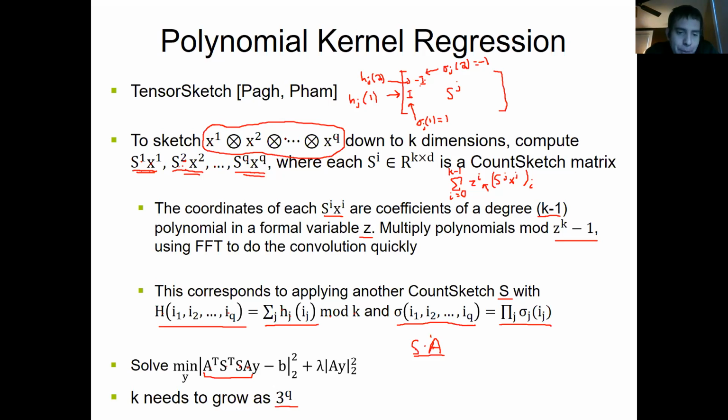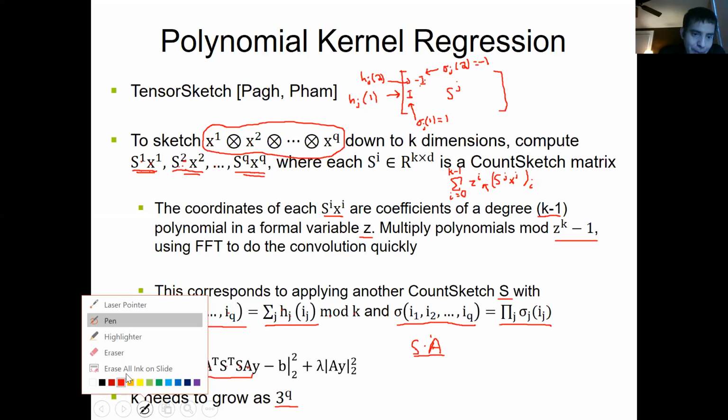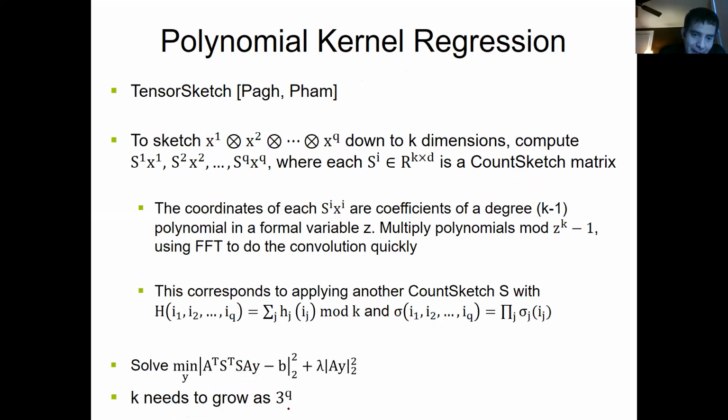While that's fine for some applications, like in natural language processing, where sometimes q is 2 or 3, when you want to approximate other kernels, like the Gaussian kernel, in your Taylor expansion you sometimes have to go out to log n terms or so, and this 3 to the q is going to kill you. And this is a real dependence. You can come up with examples where this kind of sketch does have high variance, and you need k to grow as 3 to the q.